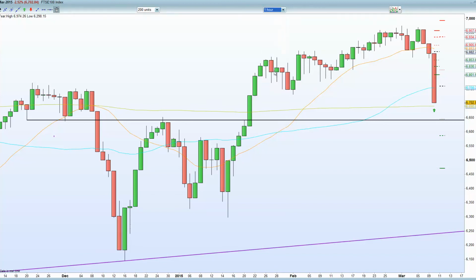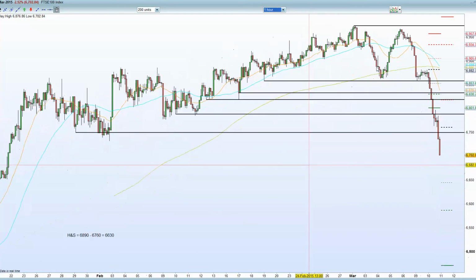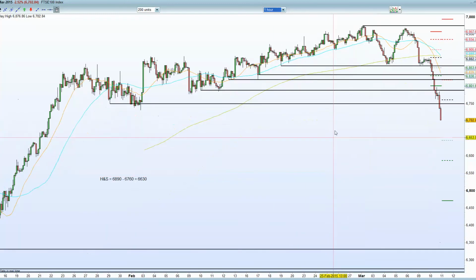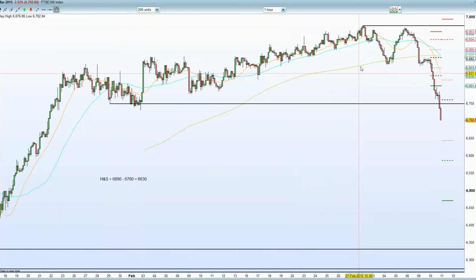So, a 60-minute chart of the FTSE 100. I mean, this is one hell of a sell-off. I actually attempted to buy the market around the 6741 level today. I got stopped out very quickly at around 6708. So certainly no prisoners taken on the FTSE 100. This is one hell of a sell-off.